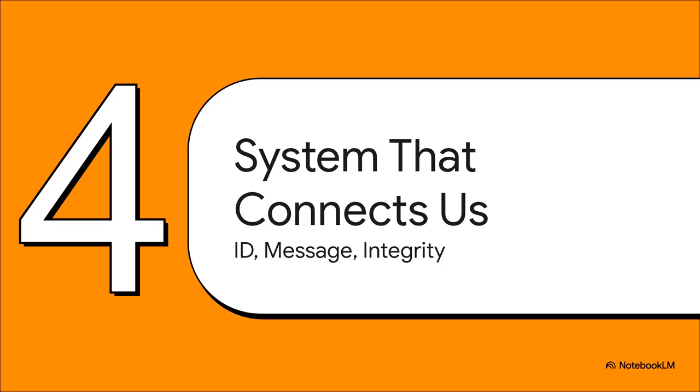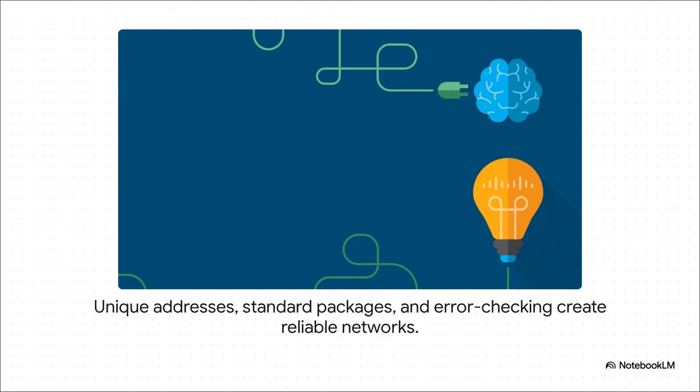So let's just put all the pieces together. What we've really been talking about are the three pillars that make Ethernet work so well: a unique identity for every device, a standardized way to package messages, and a totally foolproof way to check for errors. And that right there is the magic of Ethernet. It's this beautiful system where these three simple, powerful ideas work together perfectly.